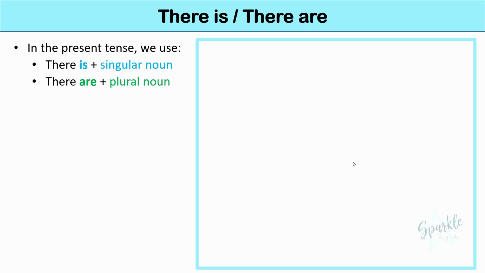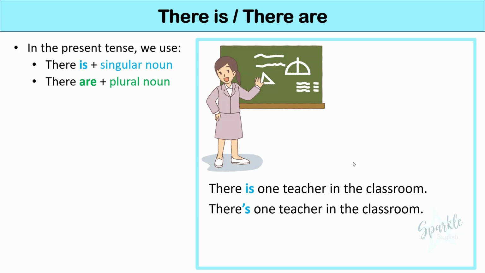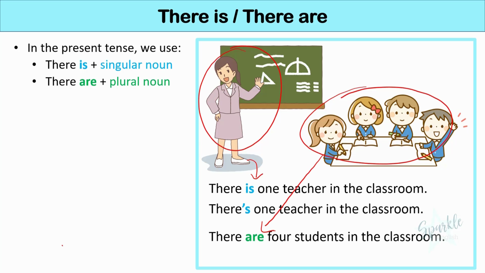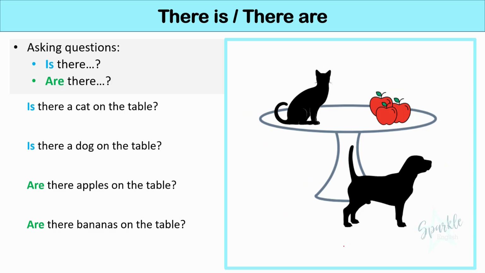Let's look at some more examples. There is one teacher in the classroom, or there's one teacher in the classroom. There are 4 students in the classroom. Because there is only one teacher, we have to say there is or there's, because teacher is one singular noun, it's one teacher. But because there are 4 students, this is plural, so we have to say there are. There are 4 students.